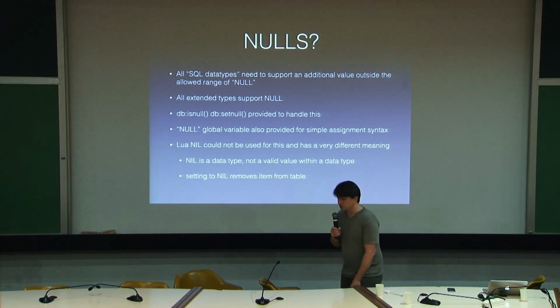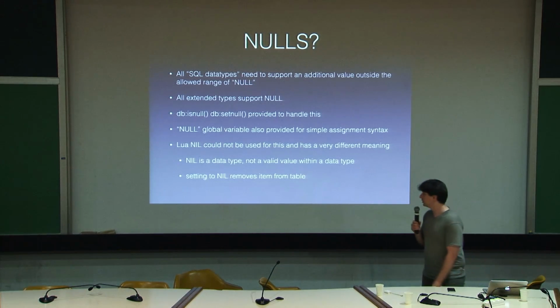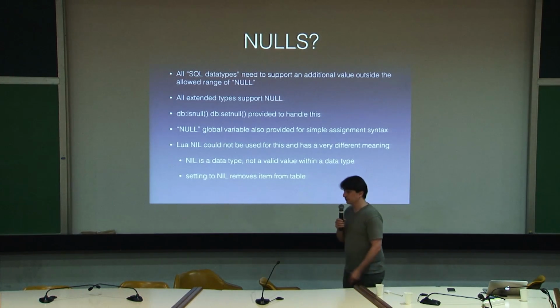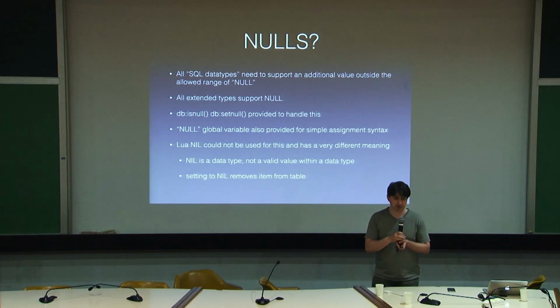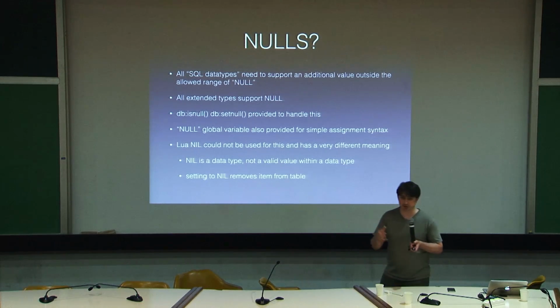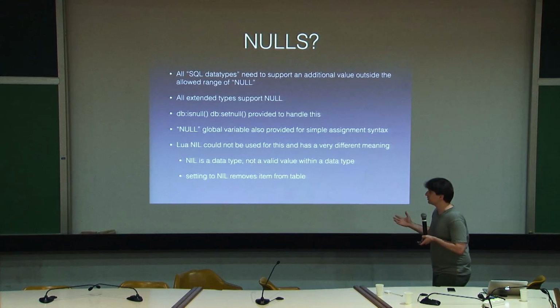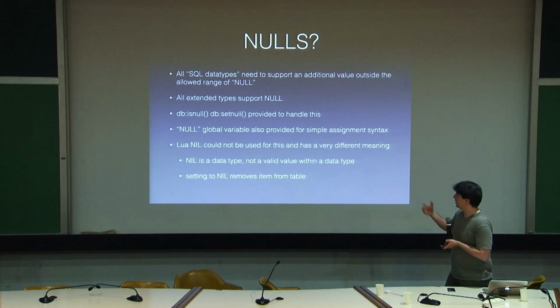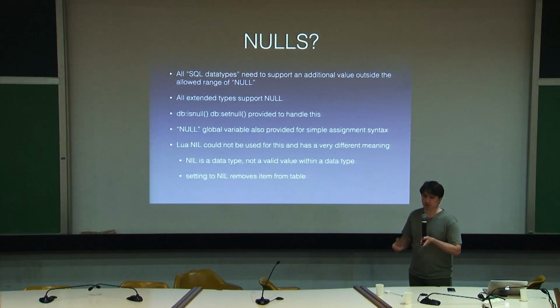Another thing we had to extend was nulls. So Lua has nil, obviously, but that's not quite the same. So in SQL, we have the notion that every data type has a special value, and that value has to be outside of the representable range too. So for example, if your number is able to store 0 through 10, there's another value called null outside of that range that needs to be represented. So we added in some helper functions. You can set null, you can get null. There's a null global variable, it's just syntactic sugar really.